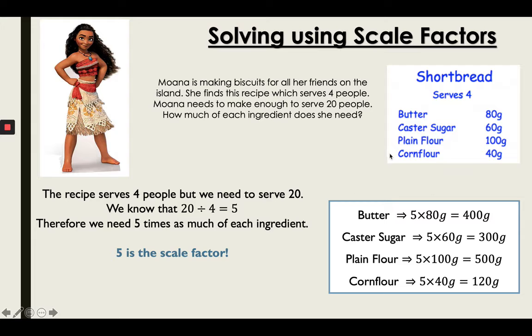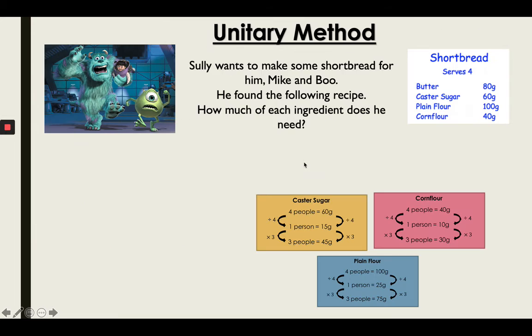Now this is a really simple example because the amount of people that she needs to serve is an integer multiple of the amount she's got in her recipe. Now that is not always the case, and you need to be able to solve questions where it isn't an integer multiple. Okay, so moving on, that's what we'd aim to do. So we'd look at the unitary method.